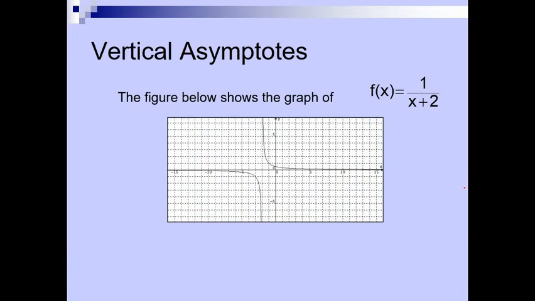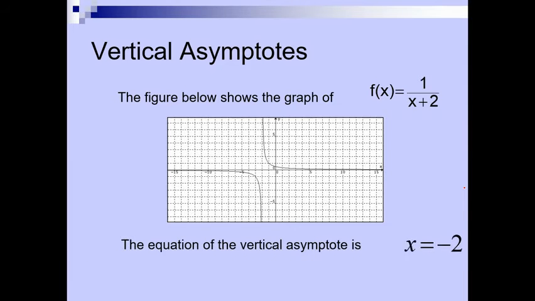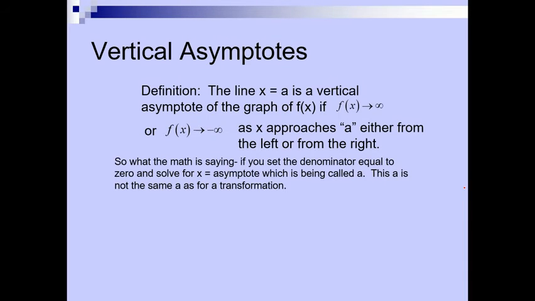Okay, here we have a graph of 1 over x plus 2. We're going to look a little more in detail at what is happening as you approach the vertical asymptote of -2. See our vertical asymptote right there. So the line x equals a is a vertical asymptote of the graph of f of x if your y values approach infinity or -infinity. Remember, f of x is equal to y.